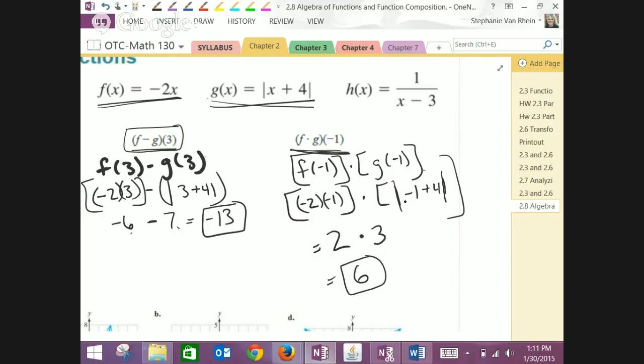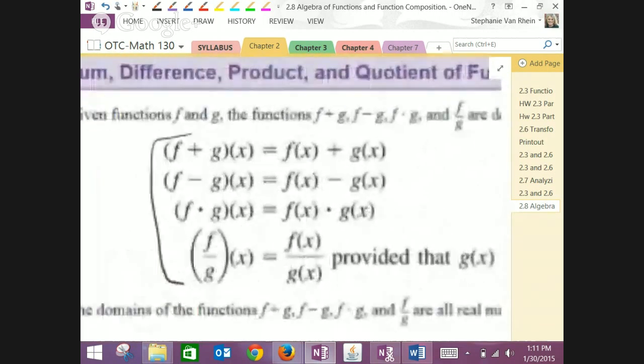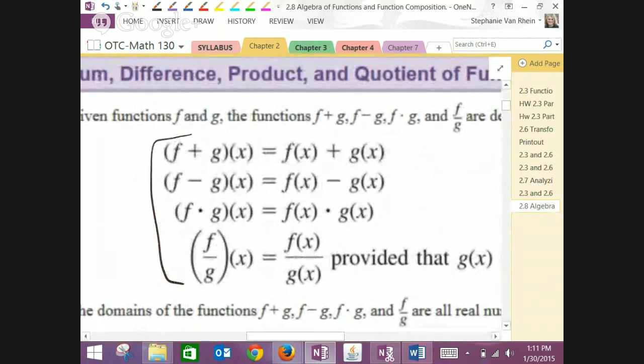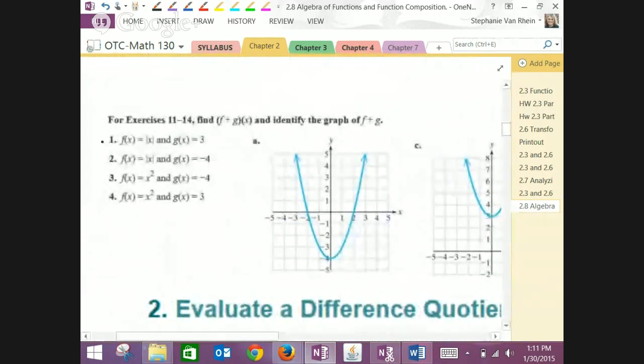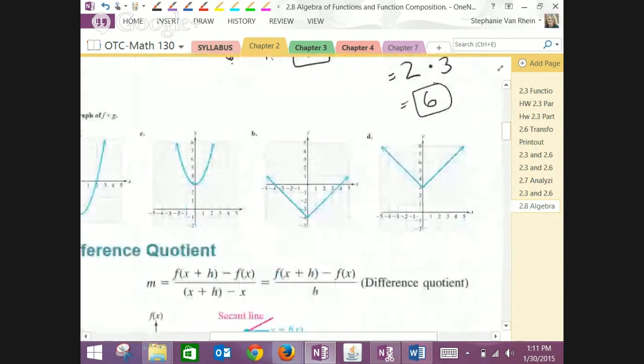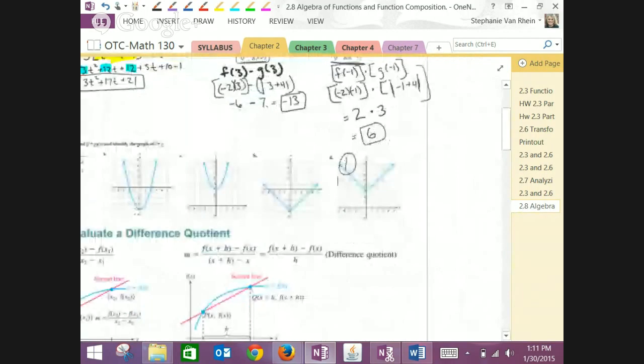When we get to composition, there's going to be multiple steps, and it doesn't work the same way. So if you see something like this, it works pretty much like you expected. An example of that is to look at the graph. If I have f of x and I have g of x, and I add them together, how does that affect the graph? Well, here it's the absolute value plus 3. So that's going to take the absolute value graph and shift it up 3 units. So that graph would match to D.